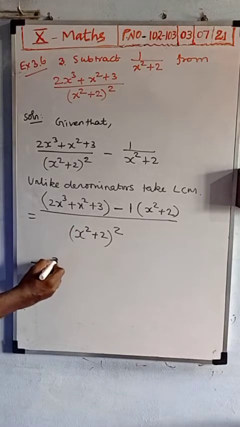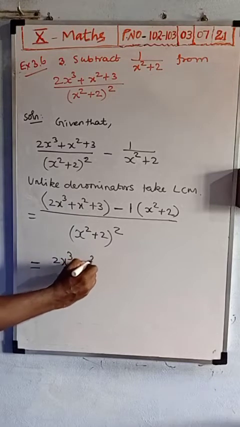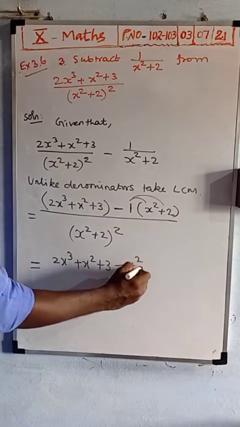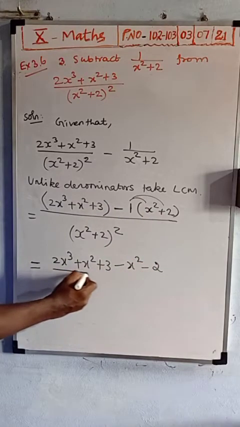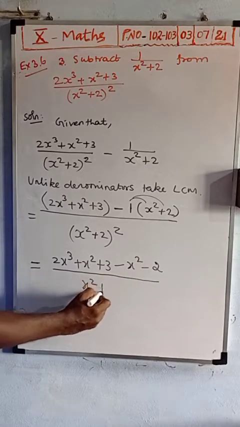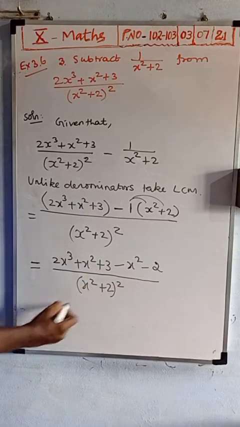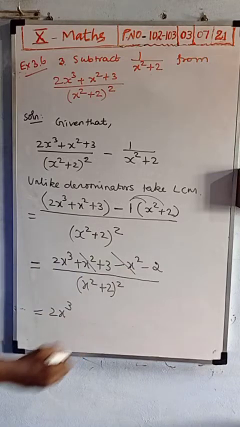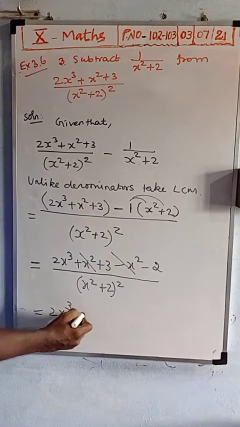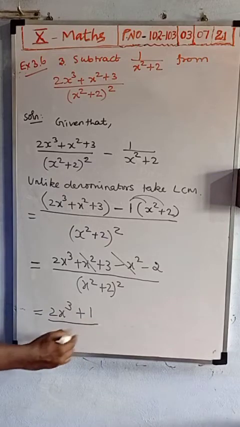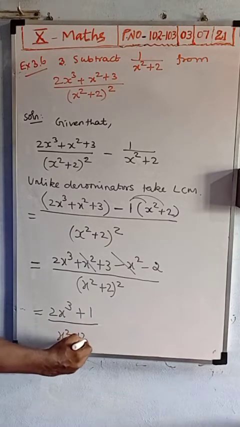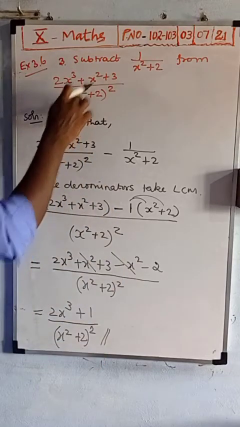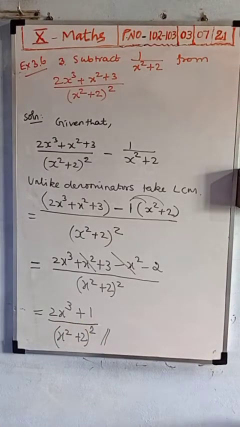Okay, now see this 2x cube plus x squared plus 3, this minus 1 is common for both, so you should multiply inside: minus x squared minus 2, divided by the denominator x square plus 2 the whole square. Now you check it: 2x cube, plus x square minus x square will get cancelled, 3 minus 2 means plus 1, divided by this denominator x square plus 2 the whole square. Okay, this is the answer. So given the question, you should subtract this expression from this expression, we will receive this answer. Okay, that's all.